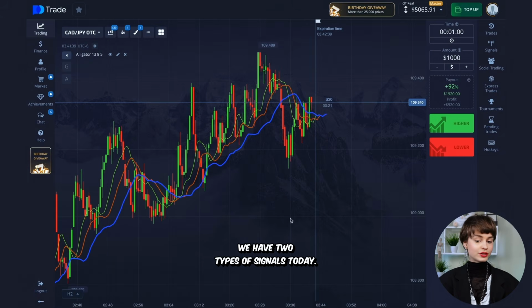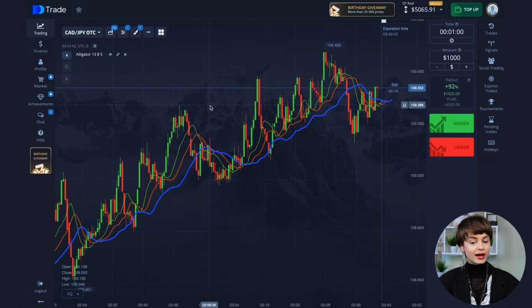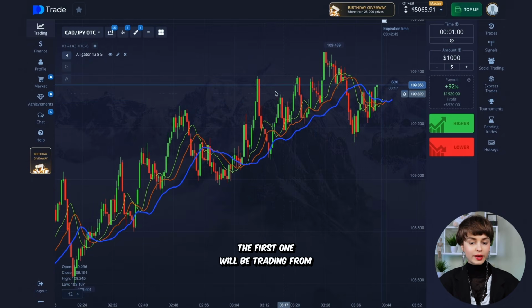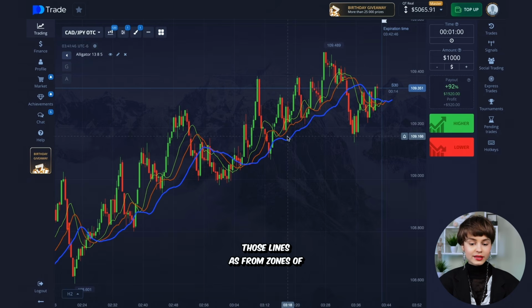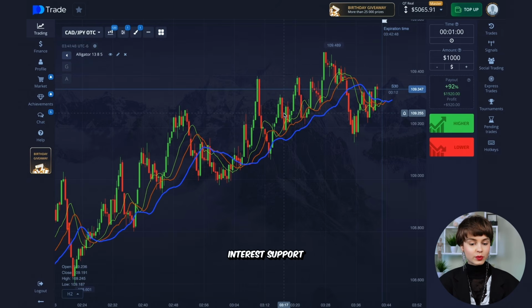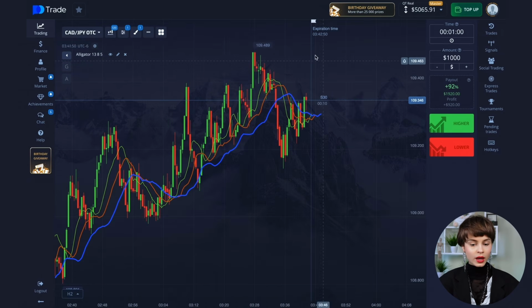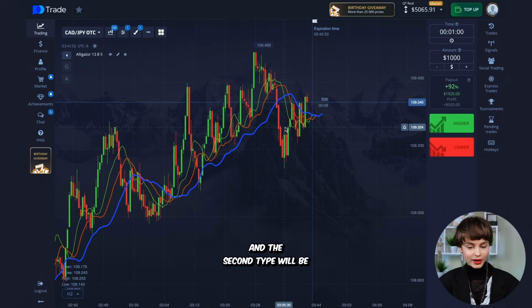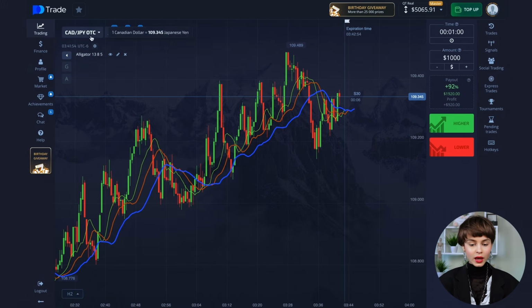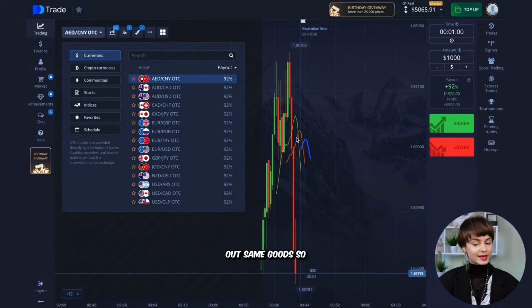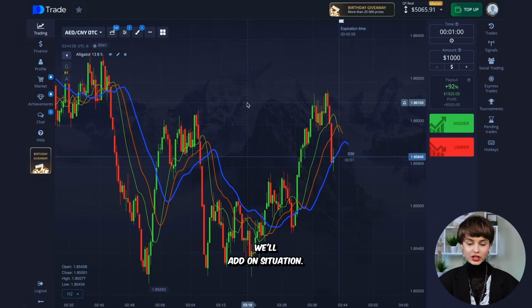We have 2 types of signals today. The first one will be trading from those lines as from zones of interest, support or resistance zones. And the second type will be catching the market's reverse. All of those signals work out equally well, so we'll act on the situation.